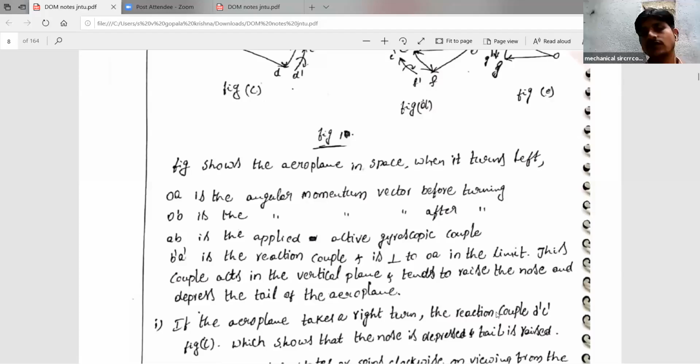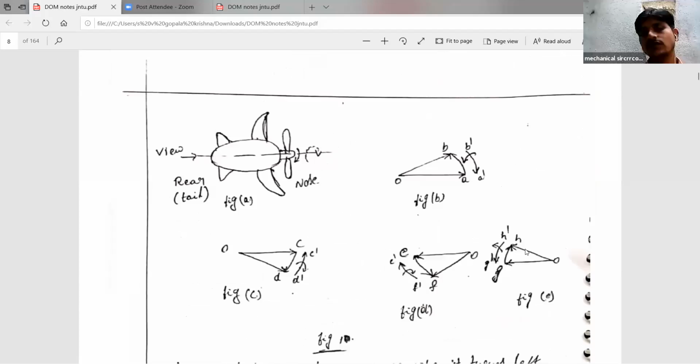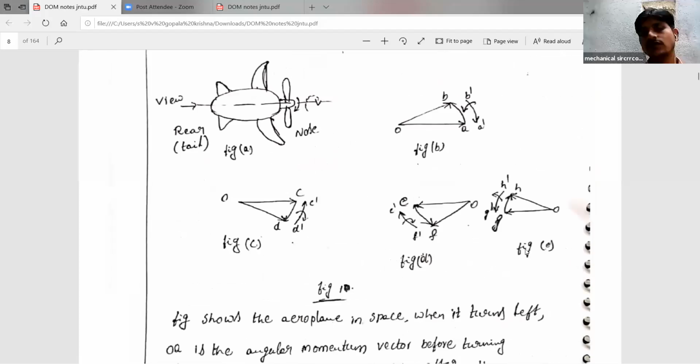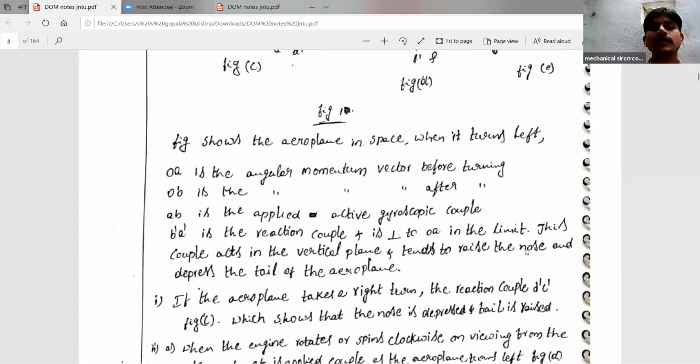So what is the effect? Already we discussed: the direction of rotation is clockwise when viewing from the rear and the plane turns to the left. Then the effect of gyroscopic couple is to rise the nose and dip the tail. So that is our first condition.